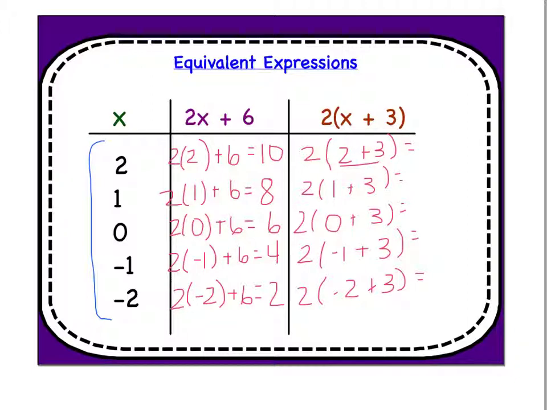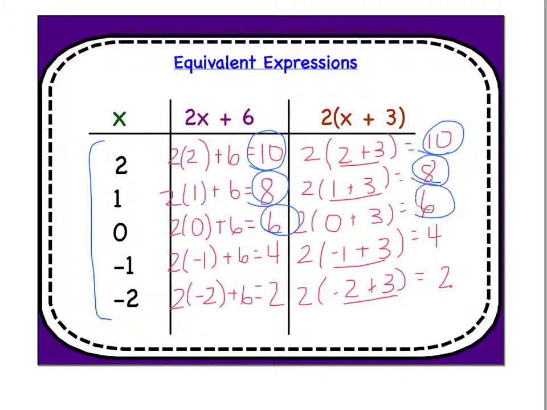2 times 5 gives us 10, 2 times 4 gives us 8, 2 times 3 gives us 6, 2 times 2 gives us 4, 2 times 1 gives us 2. And if you notice, 10 matches 10, 8 with 8, 6 with 6, 4 with 4, 2 with 2. So yes, these are equivalent expressions.